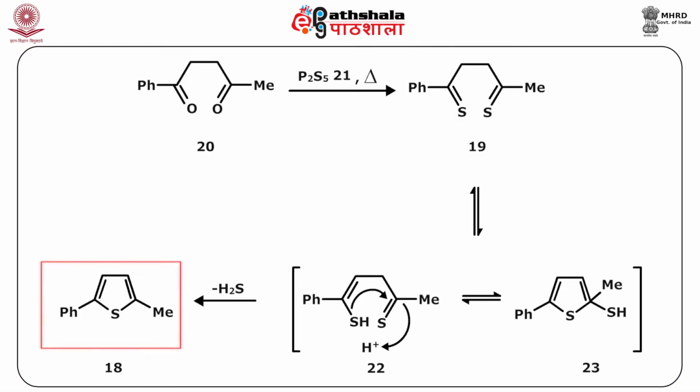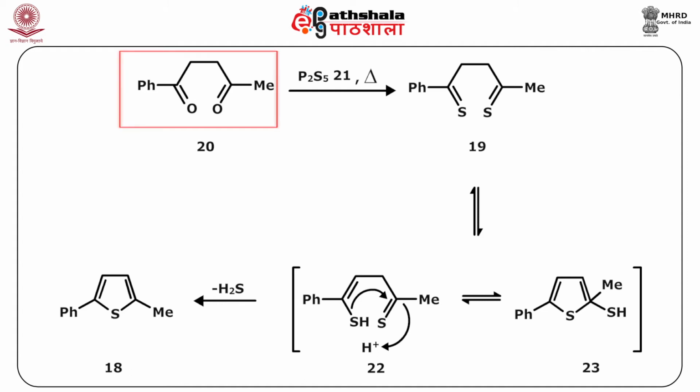The synthesis of 2-methyl-5-phenylthiophene is given in the figures. The target molecule is synthesized from a 1,4-diketo compound and phosphorus pentasulfide.